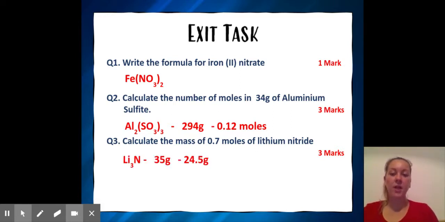Same for number 3. Lithium nitride, remember if a compound ends in -ide, it is just the element from the periodic table. So we have lithium and nitrogen. Nitrogen has a valency of 3, lithium's valency is 1. Swap and divide them down, you end up with Li3N. With a gram formula mass of 35 grams, 0.7 moles is therefore 24.5 grams.